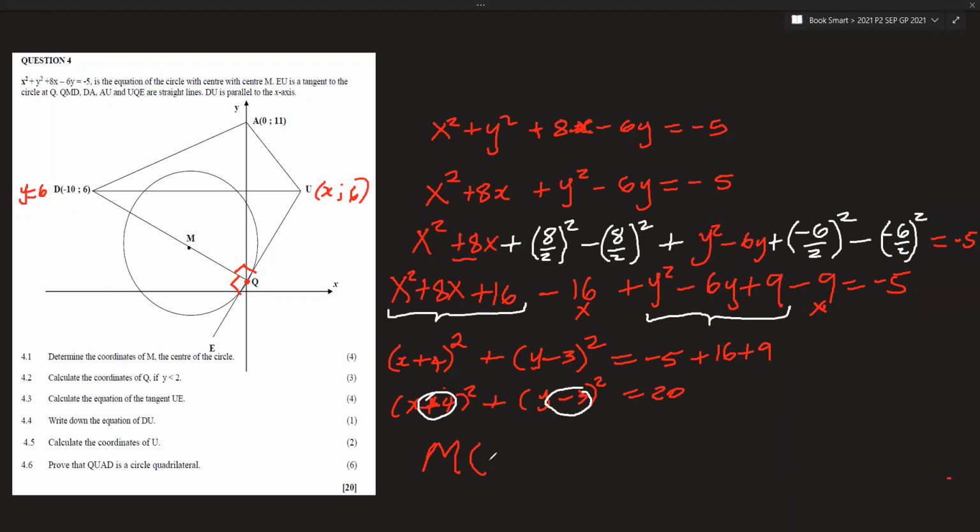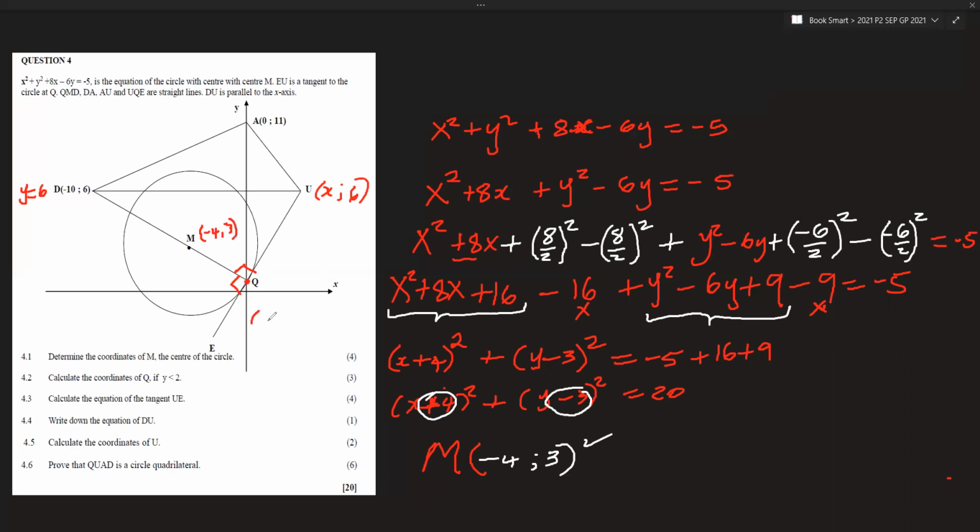Now you see here I have plus 4. It means my x value on the center is negative 4. And then here I have negative 3. It means my y value is positive 3. Perfect, and that should be your center. Because I need space, I'm just going to write this information here because we might need it in future. M is negative 4, coordinate 3.